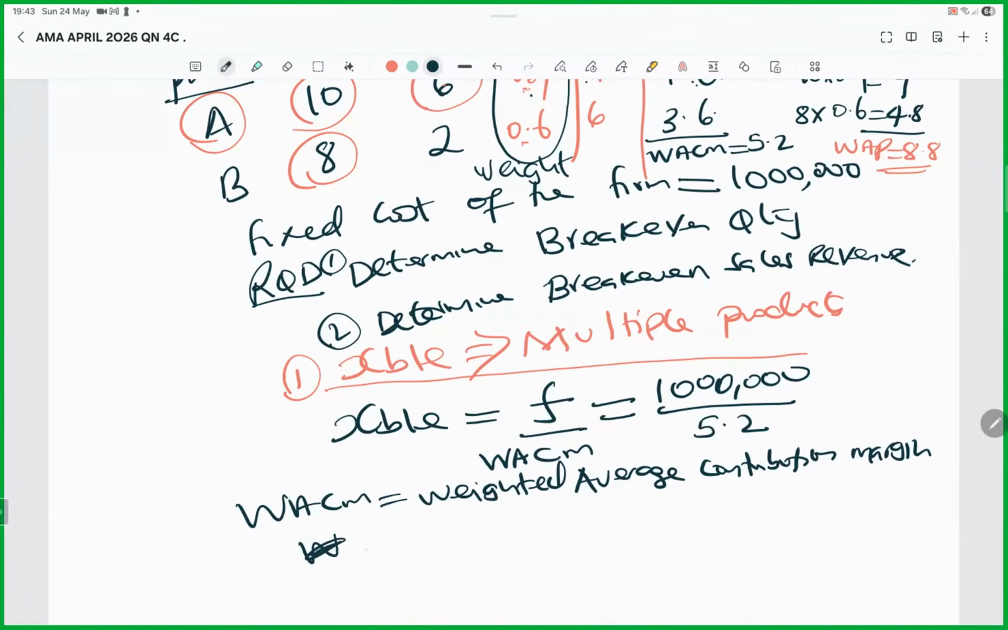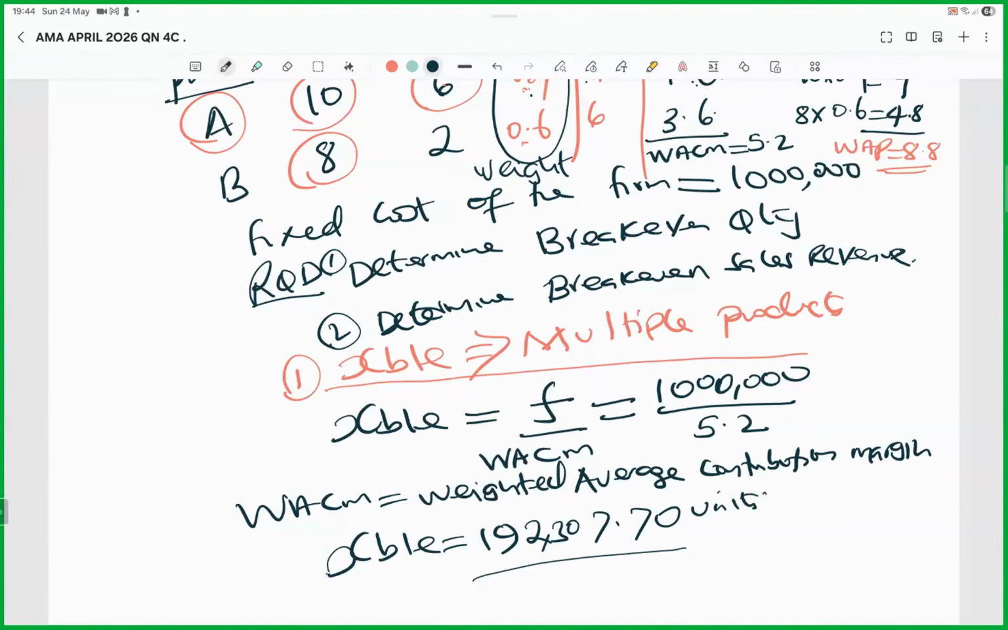They're telling me, Mwalimu, you know what? That our X break even is 192,307.70. Is that okay, really? Is this answer correct? 192,307.70. Thank you so much.